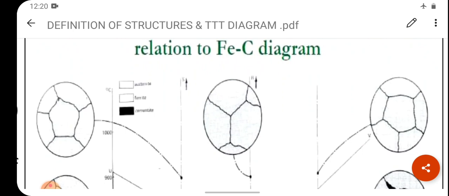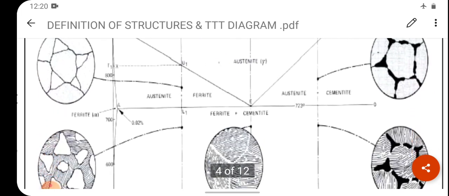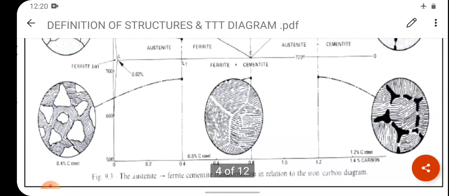This is the iron carbon equilibrium diagram. I'll explain it here, looking at this diagram from the bottom. This is austenite, ferrite, cementite transformation in relation to the iron carbon diagram. On the x-axis is the percentage of carbon, that is 0.2%, 0.4%, 0.6%, 0.8% and so on, 1.2% and 1.4%. On the y-axis is the temperature, already explained and covered in the last lecture.